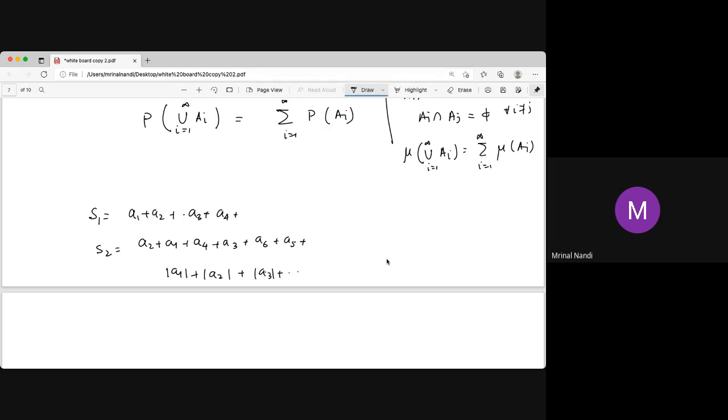Now in probability it is easy, and for measure there is no question of conditional convergence, because all the terms are non-negative. Since all the terms are non-negative, the absolute values of the x_i are just the a_i. So there is no question of conditional convergence, and this issue is resolved.